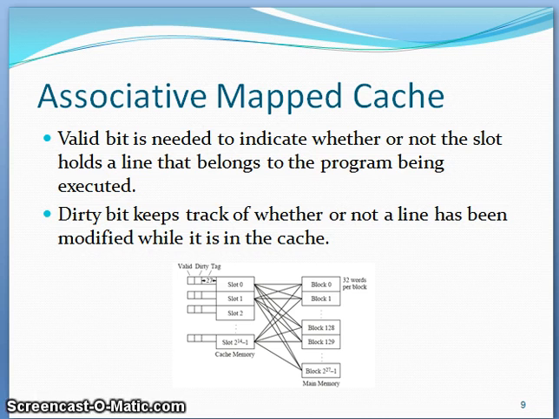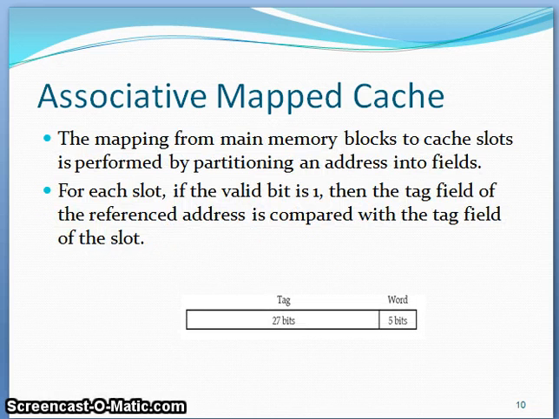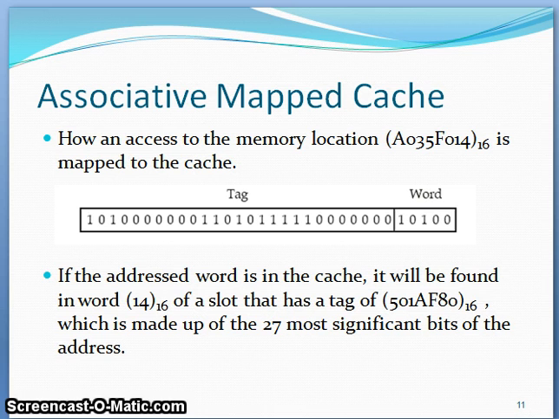A valid bit is needed to indicate whether or not the slot holds a line that belongs to the program being executed, and a dirty bit keeps track of whether or not a line has been modified while it is in the cache. Now the mapping from main memory blocks to cache slots is performed by partitioning an address into fields, as shown in the figure. The tag field is of 27 bits and the word field is of 5 bits. For each slot, if the valid bit is 1, then the tag field of the reference address is compared with the tag field of the slot.